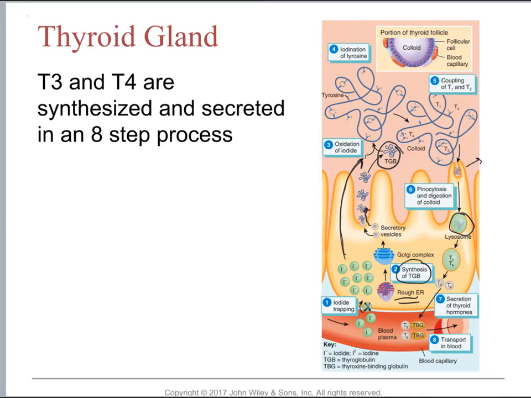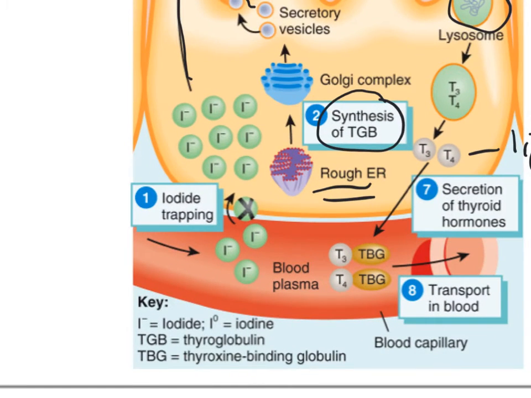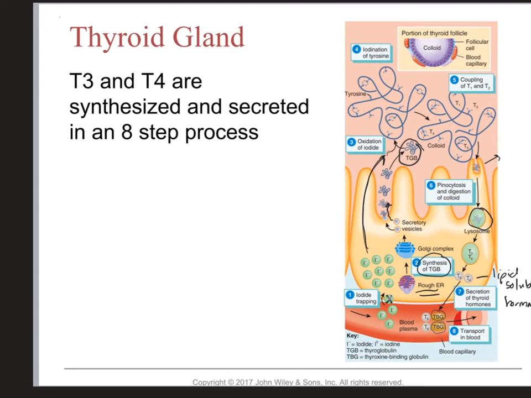Now we have an issue. Remember that T3 and T4 are lipid soluble hormones, so they cannot travel through the blood on their own. So what do we need? Once T3 and T4 are in the blood, we're going to see our transport protein, thyroxine binding globulin. So if we zoom on in right here, thyroxine binding globulin will bind to T3, thyroxine binding globulin will bind to T4, and it'll move through the blood to its target cells.